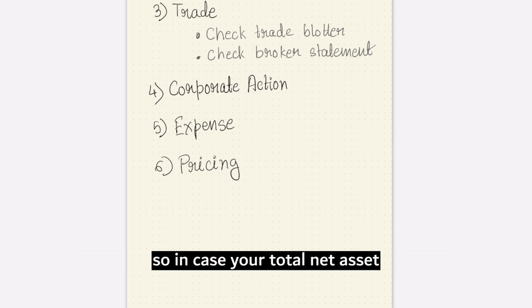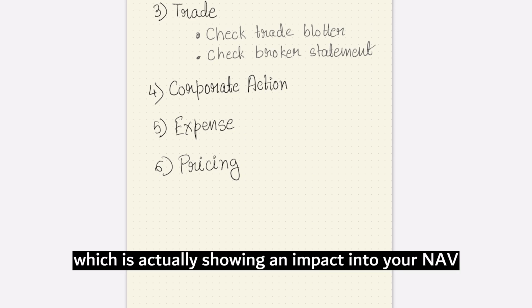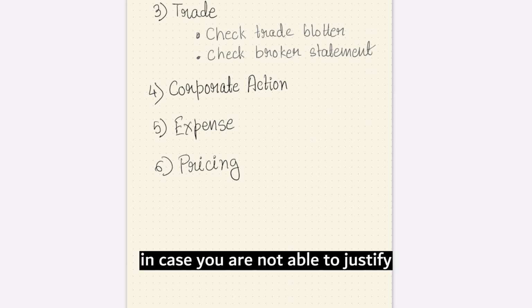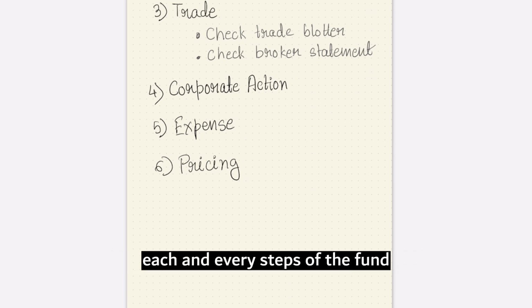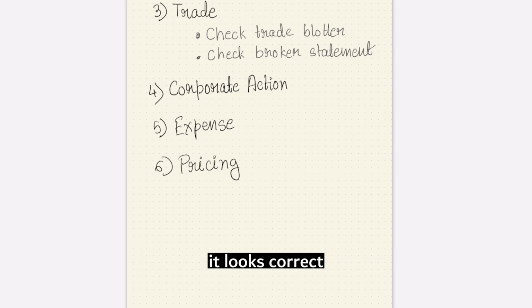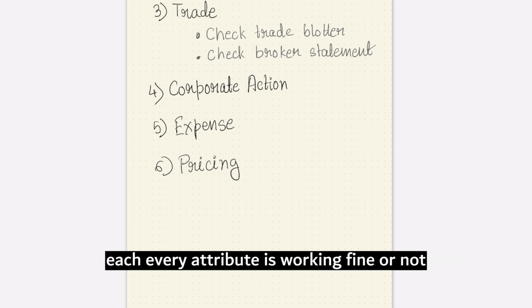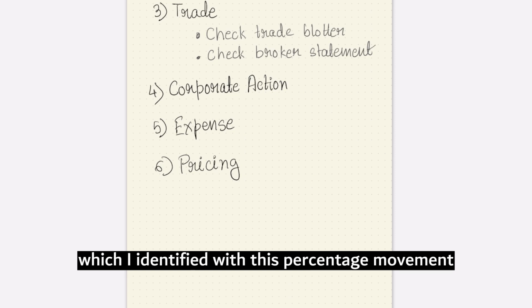So in case your total net assets are moving drastically, and for that your expense is moving drastically, which is showing an impact on your NAV, you need to justify that. In case you are not able to justify, that means something went wrong. It has also happened, I have seen many a time, that when I see each and every step of the fund individually, it looks correct. But when I see it from a NAV perspective, whether each and every attribute is working fine or not, sometimes I see that there is something else coming, or some duplicate entry has happened, something went wrong, which I identified through this percentage movement.